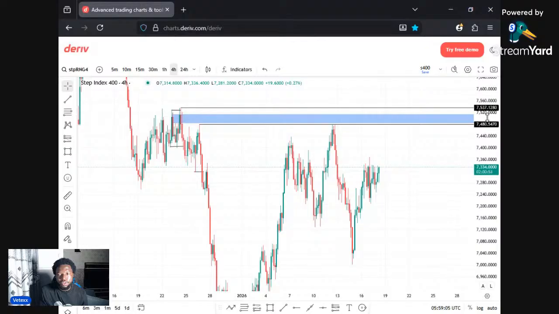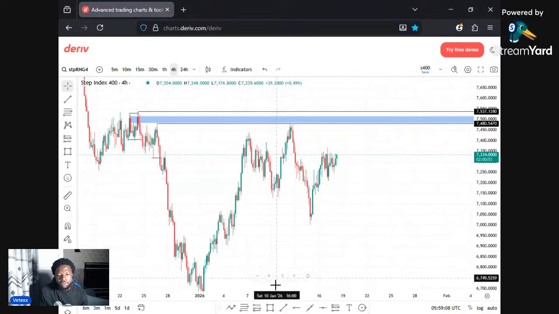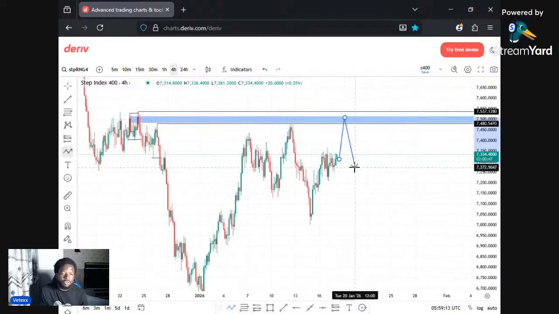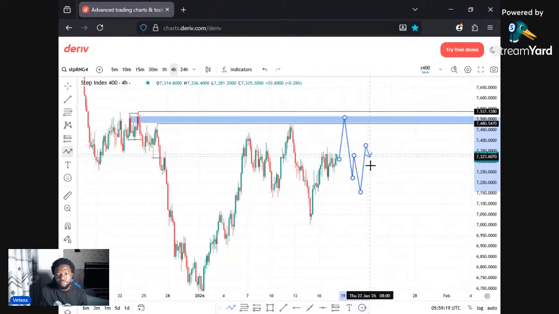So what we're anticipating now is price to tap into this zone, give us continuation on the 15 minutes time frame so that we can be able to hop on the trade.